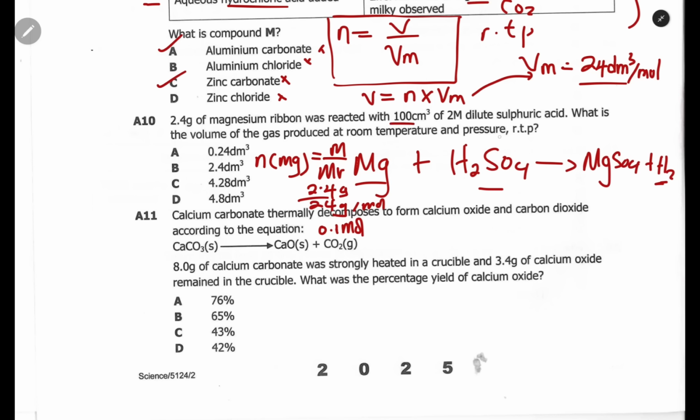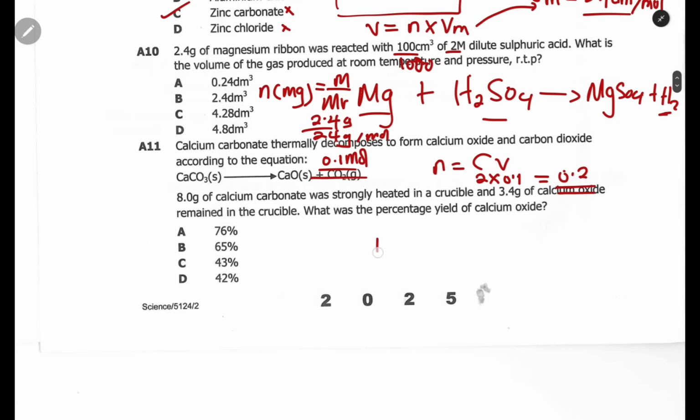For sulfuric acid, we are given the volume and molarity, which is concentration. So we find the number of moles using concentration. Number of moles is equal to concentration multiplied by volume. Concentration is 2. The volume, we need it in decimeters, so divide by 1,000, which gives you 0.1, not 0.01, 0.1. Multiplying gives us 0.2. So if we compare the 0.1 moles and 0.2 moles, already you know that the limiting reagent is magnesium.